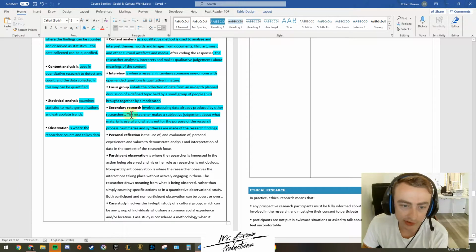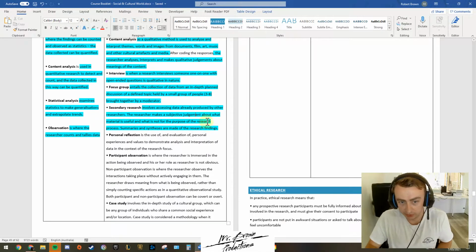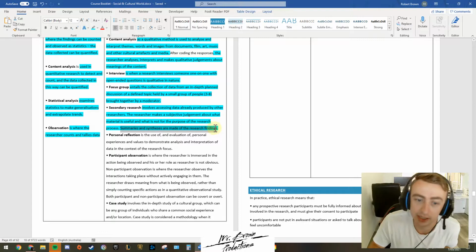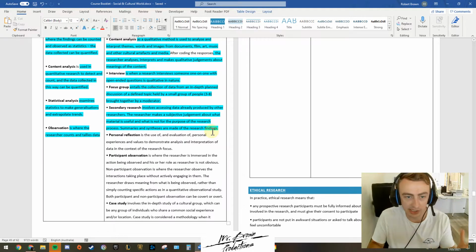So secondary research is just making a subjective judgment, and we've got it here, about what is useful and what is not for the purpose of the research process. Summaries and synthesis are made of the research findings. So that's pretty much what secondary research is, looking at other people's research, interpreting it, and using it to support your own arguments that you're making.